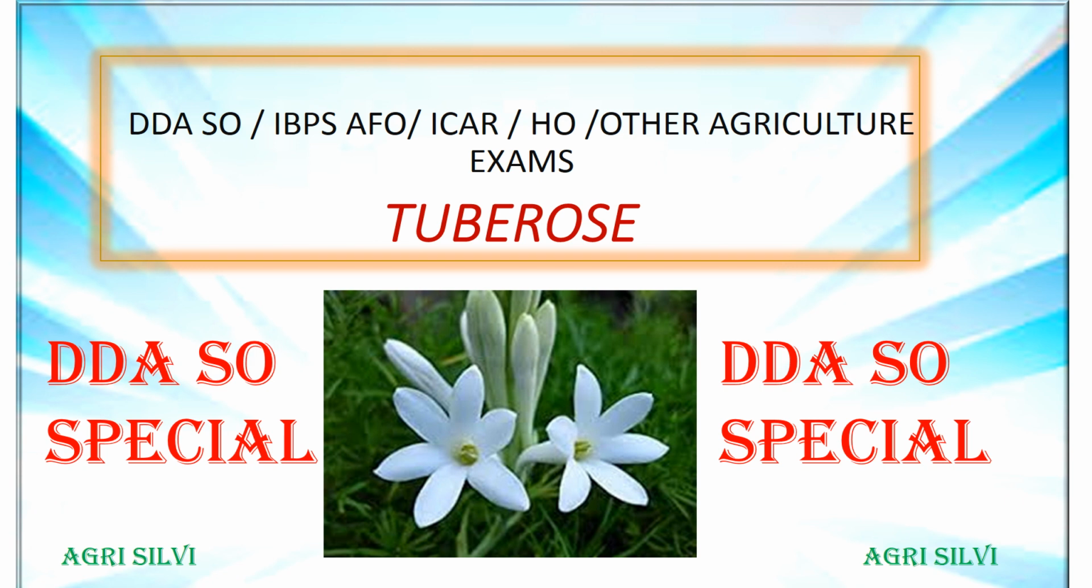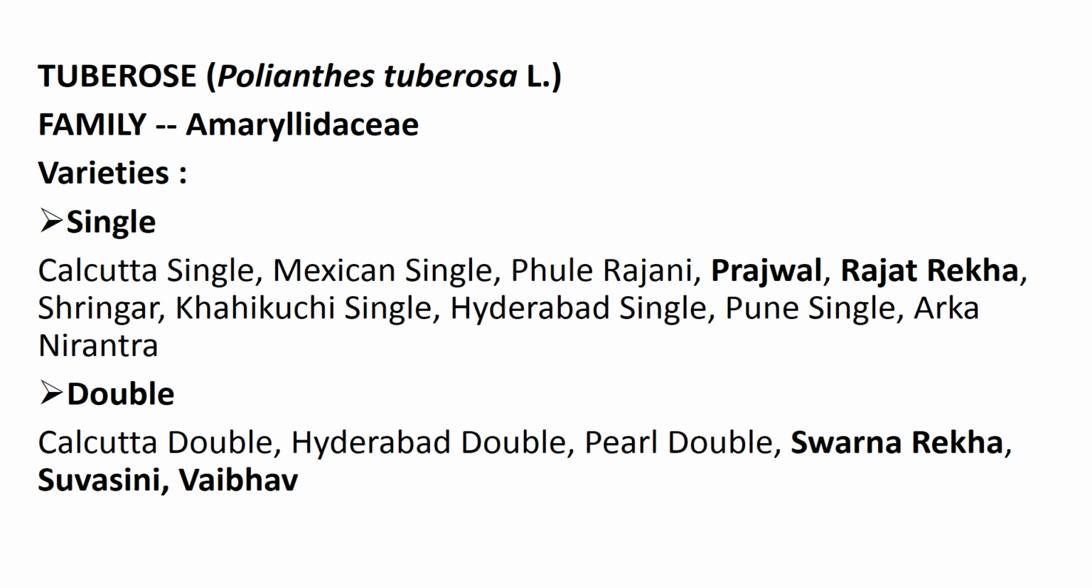Let's start. The scientific name of tuberose is Polianthes tuberosa and the family is Amaryllidaceae. This is a very important family, and you should know some other members of this family like snowdrop, daffodils, onions, red spider lily, etc. These are some important flowering plants and also horticultural plants in the Amaryllidaceae family.